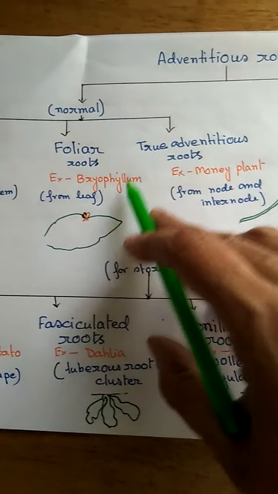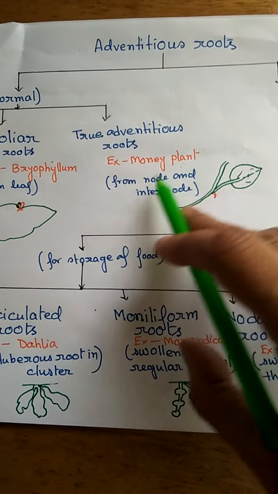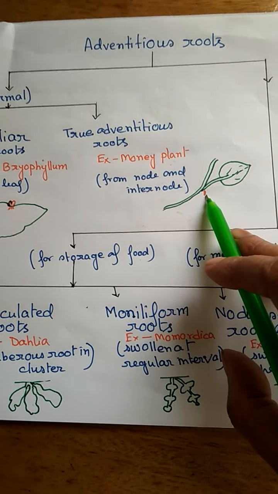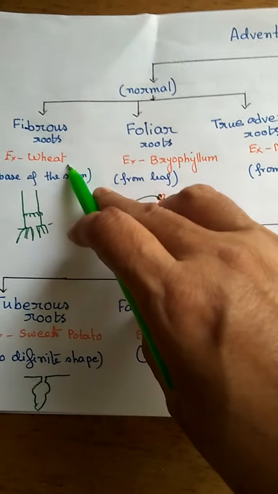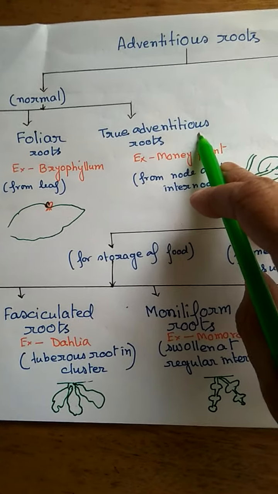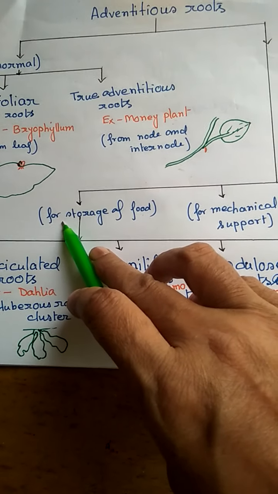Example is bryophyllum. Then true adventitious root, money plant, from node and internode. So from the nodal portion, roots are developed, in the money plant. So in case of the normal function, there are three types: fibrous root, foliar root and true adventitious root. Now in case of the other functions, what are the other functions?